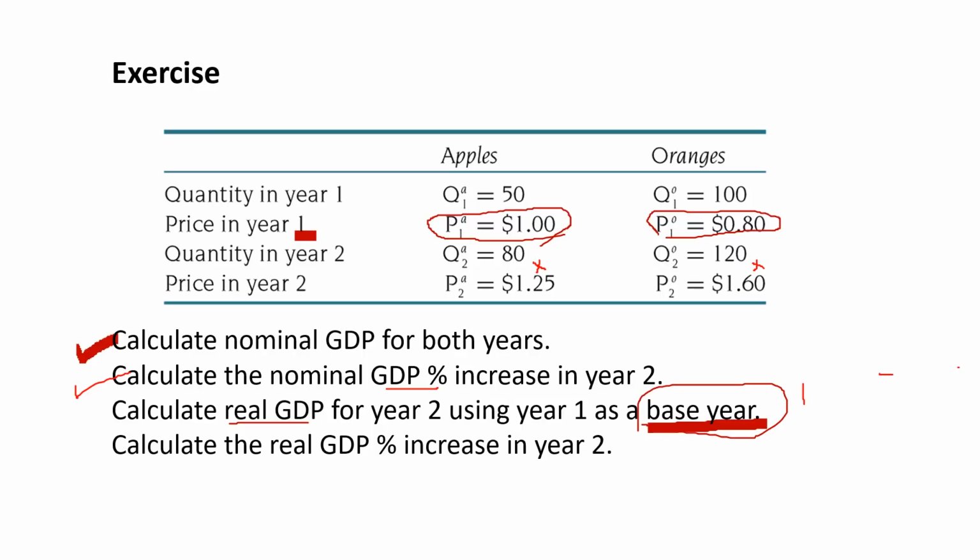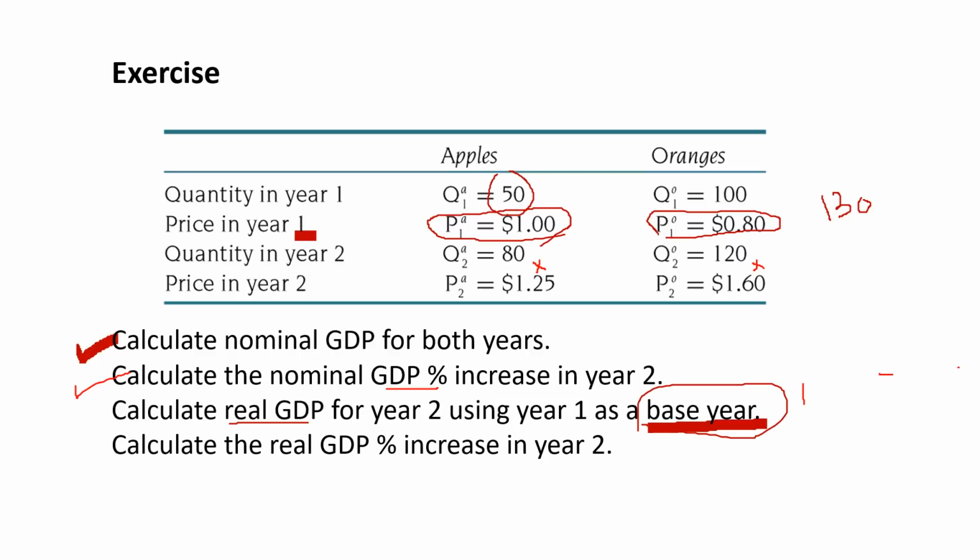Now, we need to calculate real GDP for year 1 and year 2. To calculate real GDP for year 1, we are already using year 1 as the base year. So it should be no surprise that real GDP and nominal GDP will be the same in the base year. That will always be the case. So the real GDP for year 1 is basically the same: we multiply 50 by $1 and 100 by 0.8, which is equal to 130.